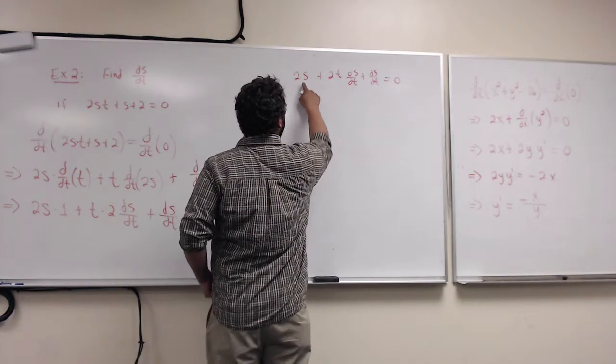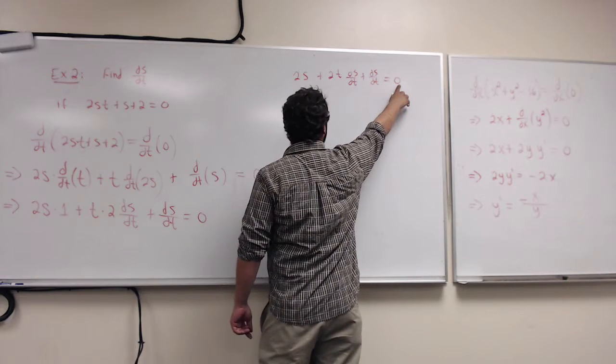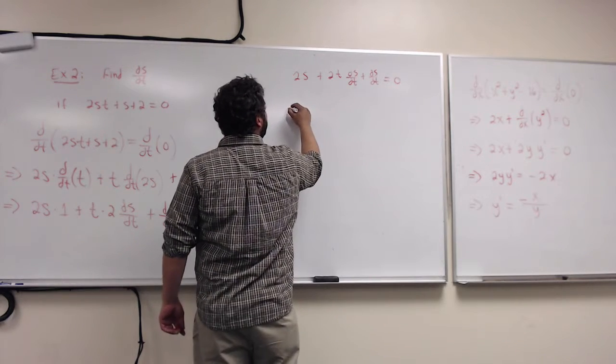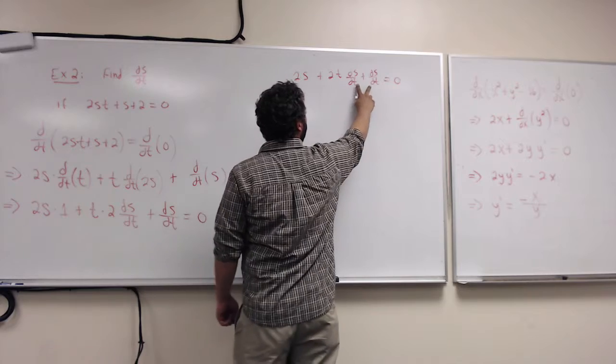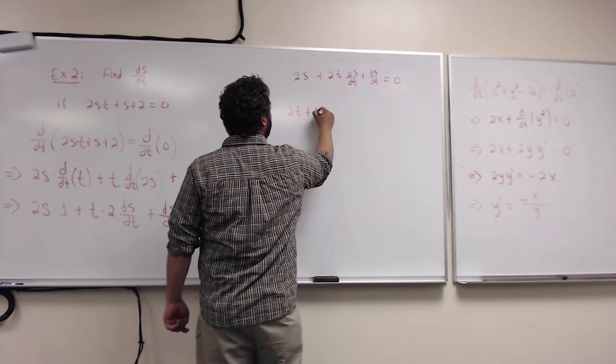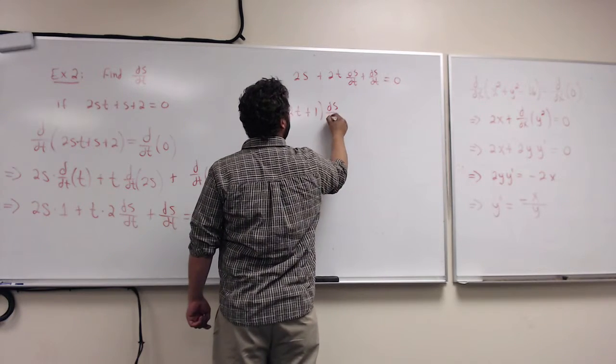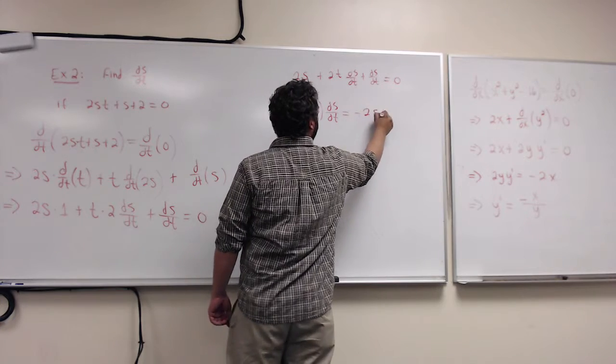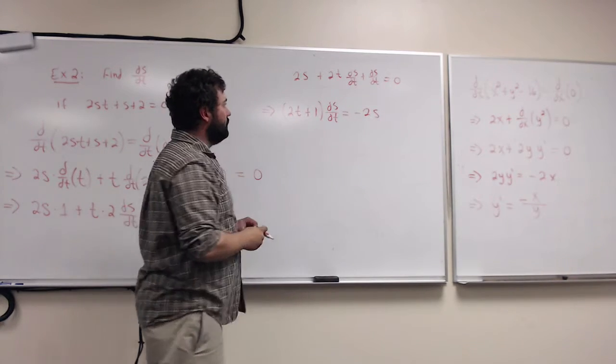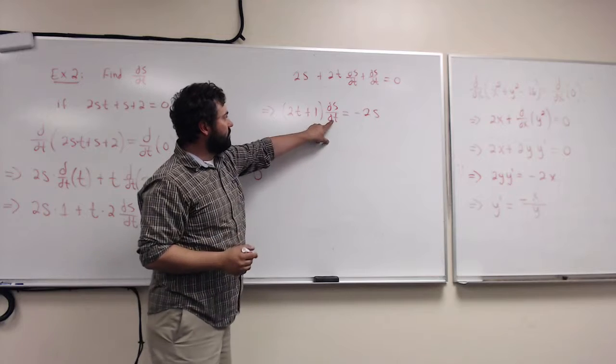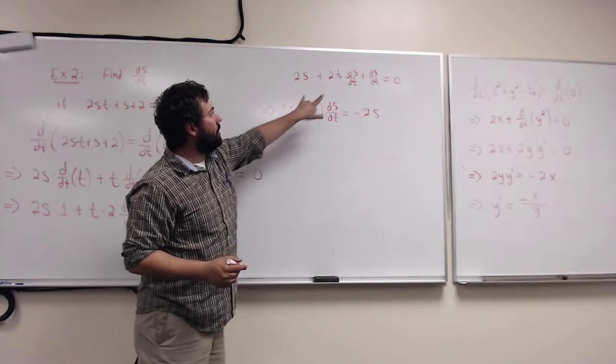So is it okay if I subtract the 2s to the right-hand side? On the left, if I factor the ds/dt out, you have (2t plus 1) ds/dt, and on the right, I'll get a minus 2s. If I distribute the ds/dt back through, I'd get what I started with.